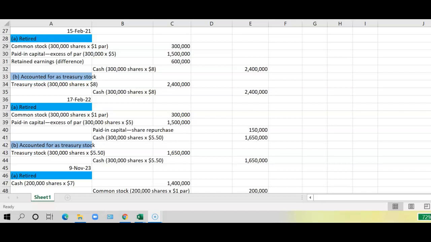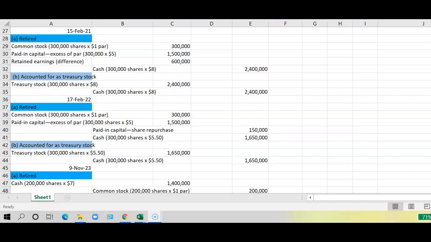So on February 14th, 2021, they reacquired 300 shares at $8 per share. So what we want to first do is reduce the common stock and paid-in capital in excess of par based on the original purchase price of the stock, which is $6. So we have to split that between par value and paid-in capital in excess of par. I told you the total amount was $6. The 36 million divided by 6 million is $6.